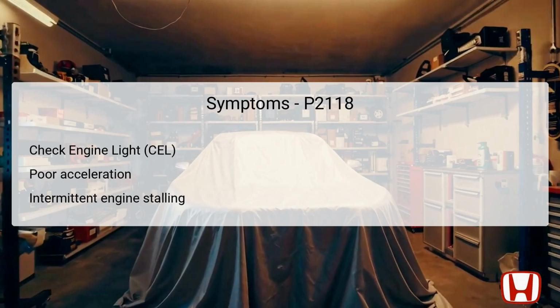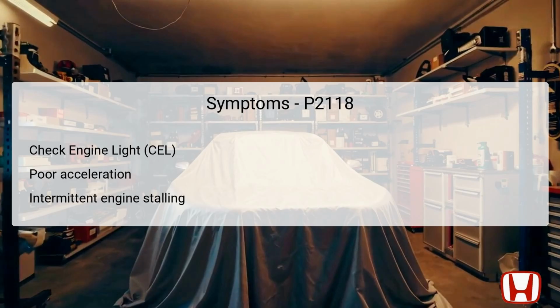Common symptoms associated with DTC P2118 include the illumination of the check engine light, CEL, which alerts the driver to a potential engine management issue. Drivers may also experience poor acceleration when attempting to increase speed, leading to concerns about the vehicle's performance in critical situations. Moreover, intermittent engine stalling may occur, particularly during idle or low-speed maneuvers.